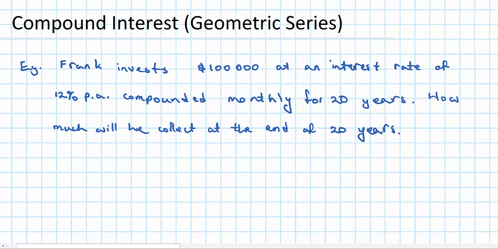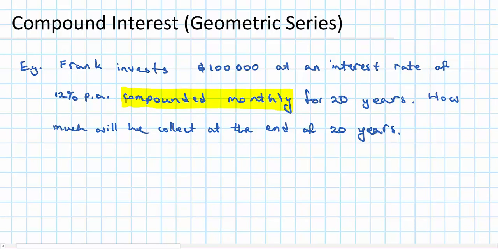We're looking at Frank investing $100,000 at an interest rate of 12% per annum, compounded monthly for 20 years. Now I've made the numbers straightforward just so we can focus on the process rather than the messy numerical work. How much will he collect at the end of 20 years? The most important part of this question is this term, compounded monthly. That tells me what I need to be working with.